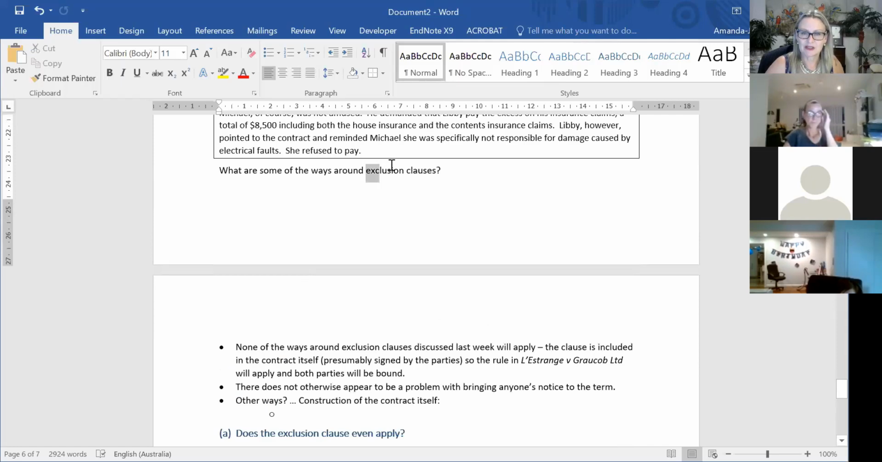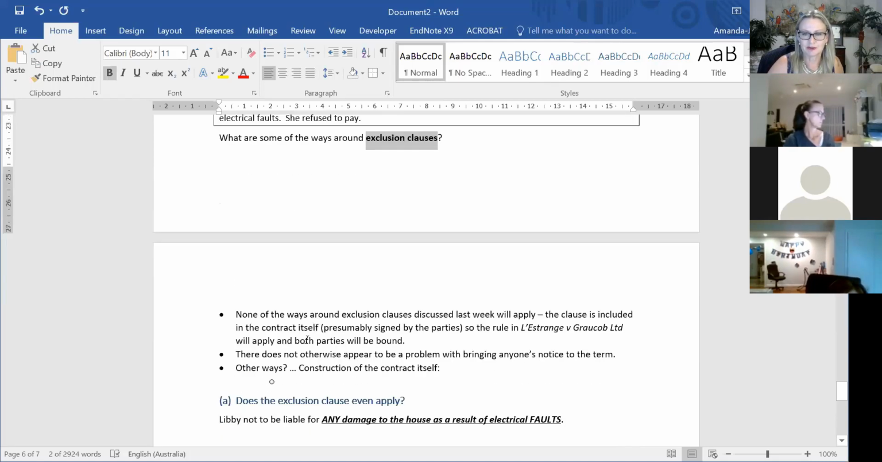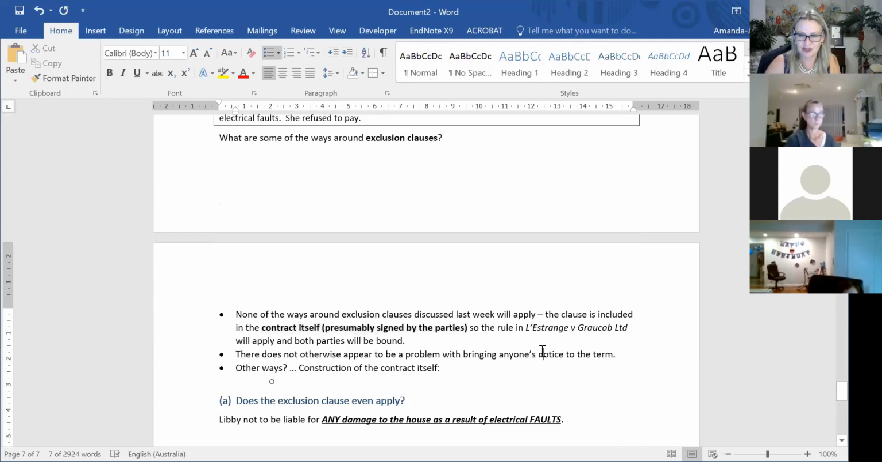Some of the ways around exclusion clauses. Now, some of these we've had a little look at last week in terms of looking at if the contract hasn't been signed, so the term's not included, or if there hasn't been sufficient notice given. None of those problems are here because the exclusion is right smack bang in the contract itself, isn't it? So it's squarely within the L'Estrange and Gorka kind of rule. So what are some other ways around an exclusion clause? What are the two main ways?